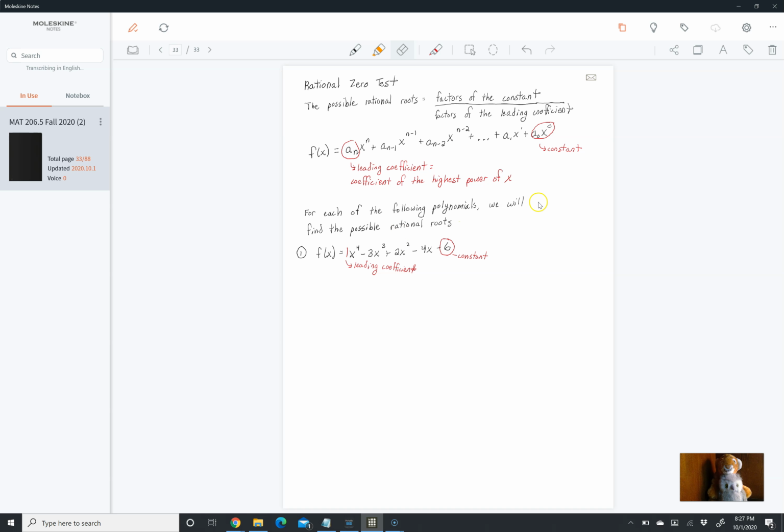The easiest way to do this is to create a table. So I'm going to write down here: constant is 6, and the leading coefficient, which I'm going to abbreviate as LC. I'm going to do that from here on out. So the leading coefficient is LC.